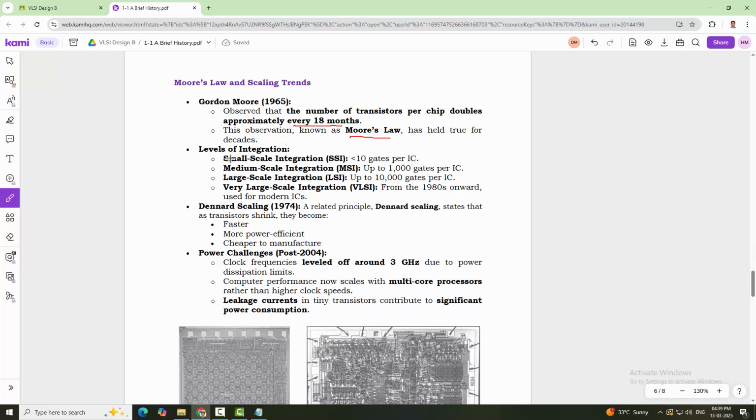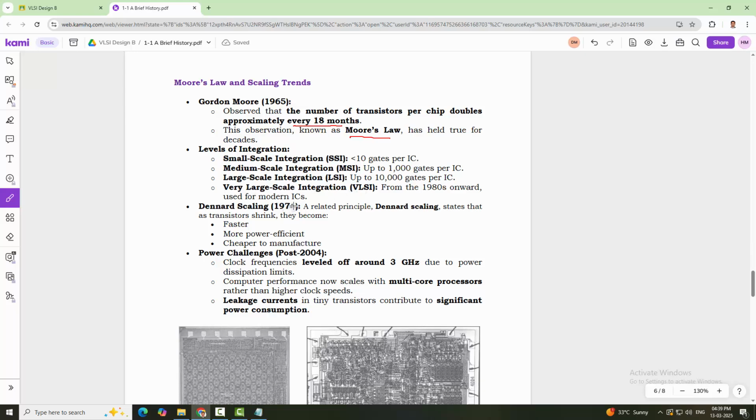And Moore's law has given us a technology migration through various levels. Small scale integration has fewer than 10 gates per integrated circuit, and medium scale integration has up to 1000 gates per IC. Large scale integration, LSI, houses 10,000 gates per integrated circuit, and very large scale integration houses more than 10,000 gates per integrated circuit. From 1980 onwards, we label it as very large scale integration.